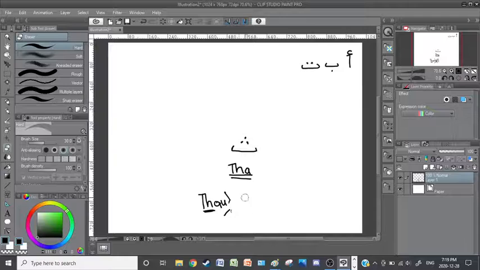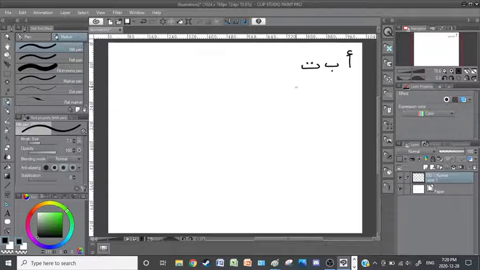Okay. Remove this part. There will be letters that have no counterpart in English. Those will be the difficult ones to practice. However, with practice comes permanence. So do not worry about that at all. 1, 2, 3.